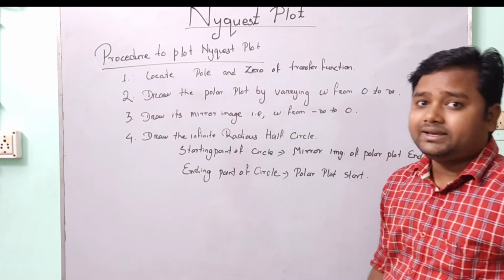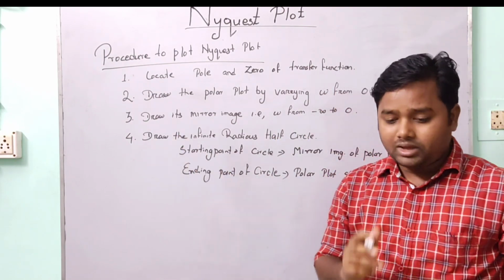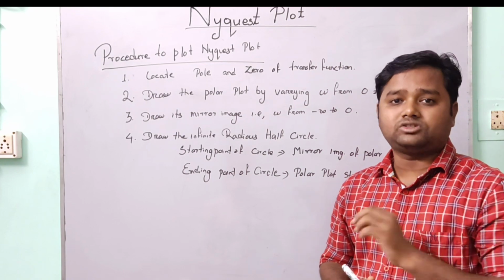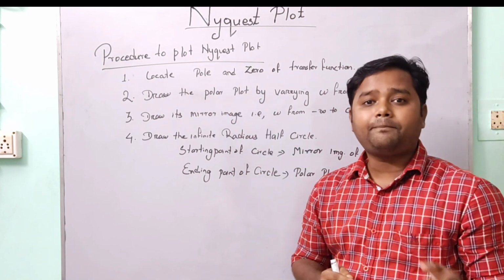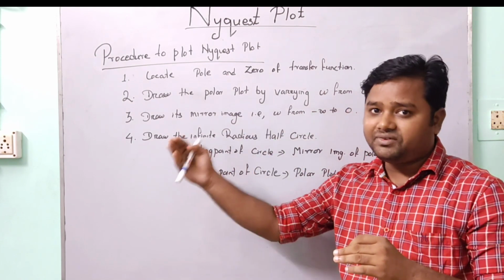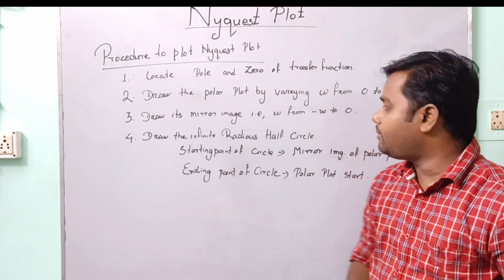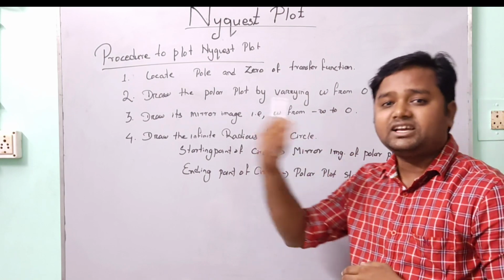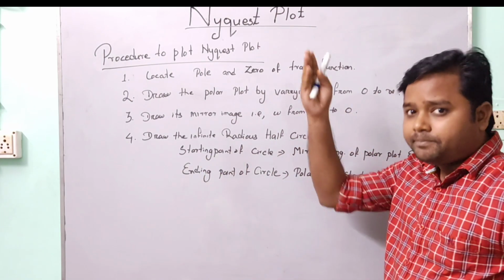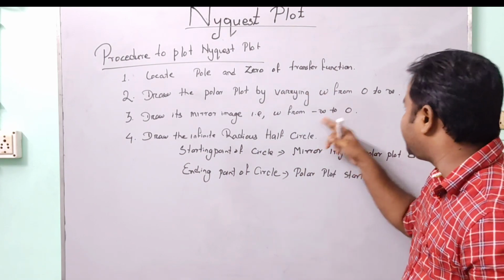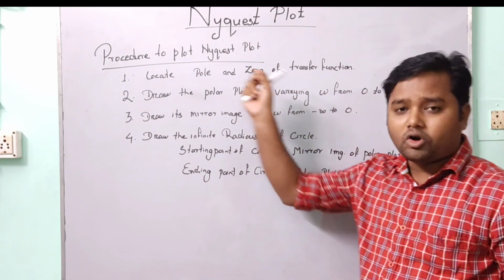And the third point is the new point. The third point is that we have to put the mirror image of the polar plot. That means previously we put omega from 0 till infinity, and here we have to put the value of omega for the extension, that is from minus infinity till 0. That means it is the full package from minus infinity till infinity. The total plot is plotted.